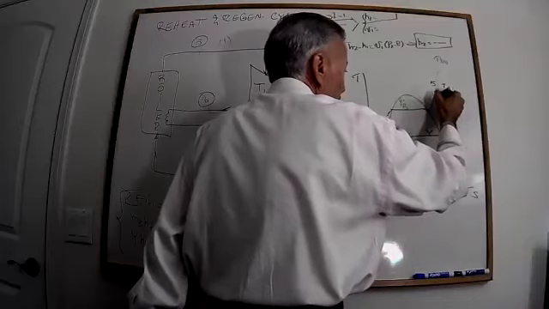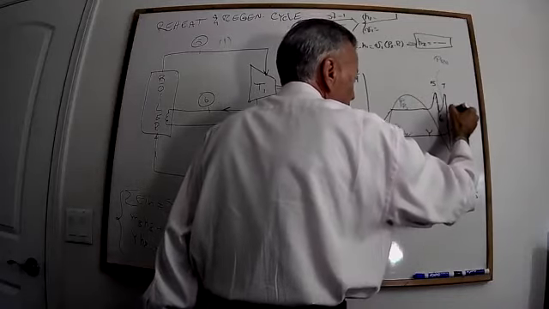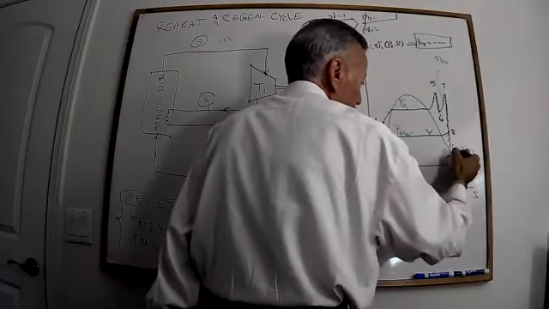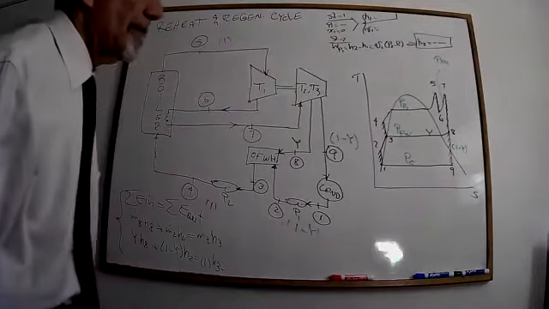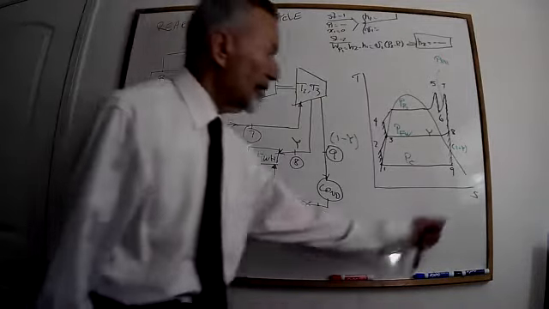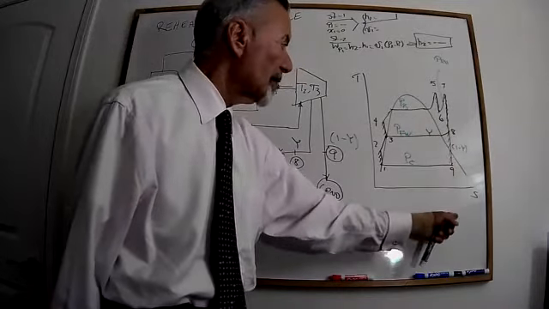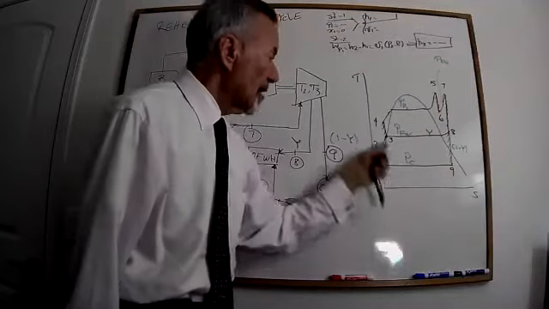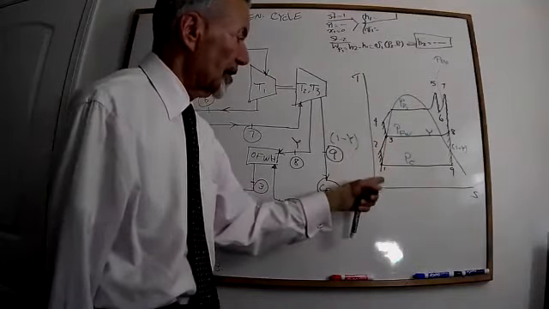So 5 and 6 is one turbine, 7 and 8 is another second turbine, 8 and 9 is the third turbine. So here, S7, 8, and 9, they're all the same. S5 and S6 are the same. S4 and S3 are the same, S2 and S1 are the same.